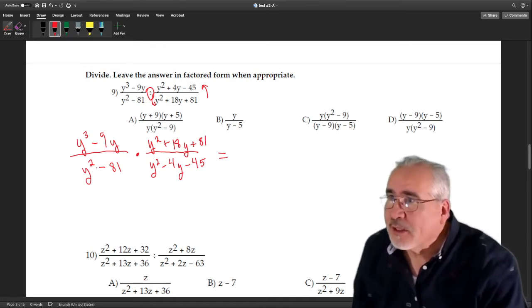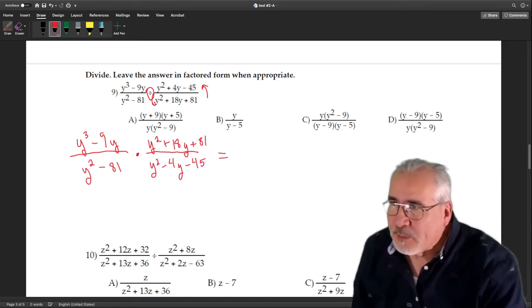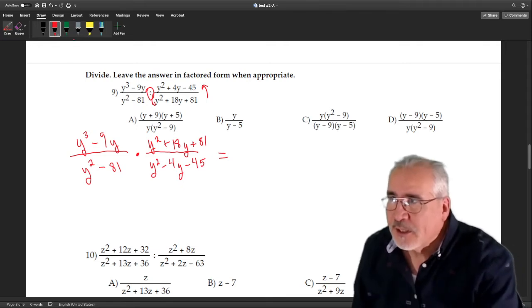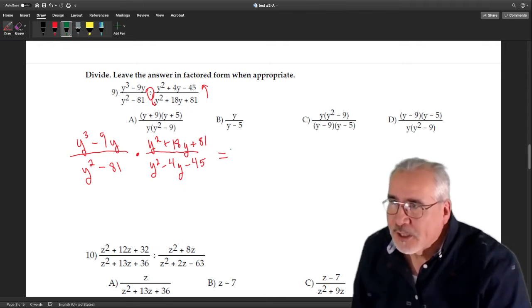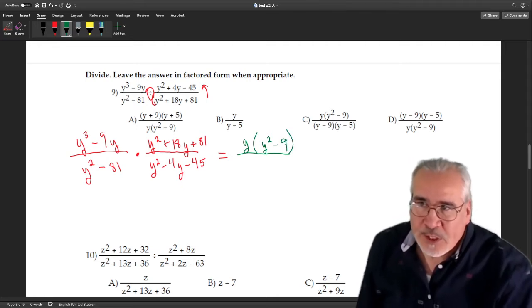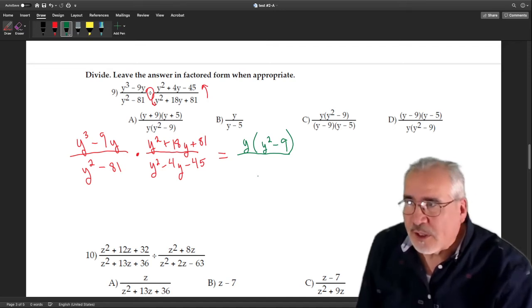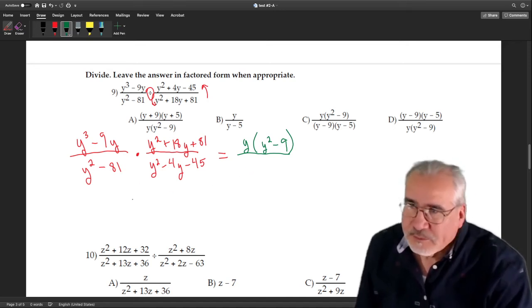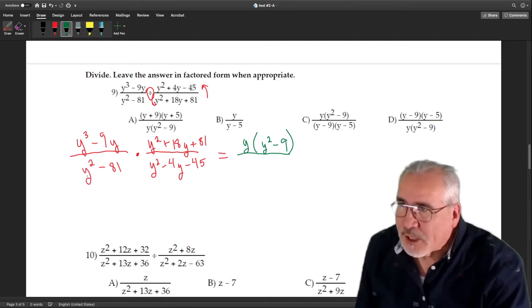Oops, I was thinking this is a cube, but notice there's a y and a y. So what's going to happen is the y will factor out. Let me maybe just change color to show it. For the first part here, this first fraction, factor out a y, and then what's left is y squared minus 9. Hopefully you see that 9 is 3 squared, so here's a difference of squares. I'll do that in the next step. Maybe I should have done it in the first step, but we'll see.